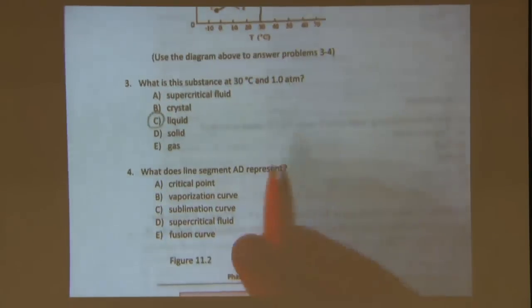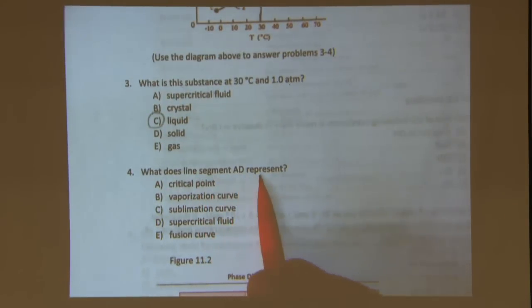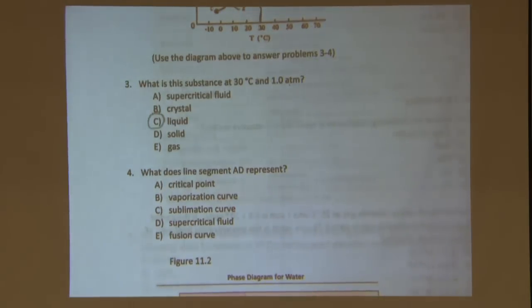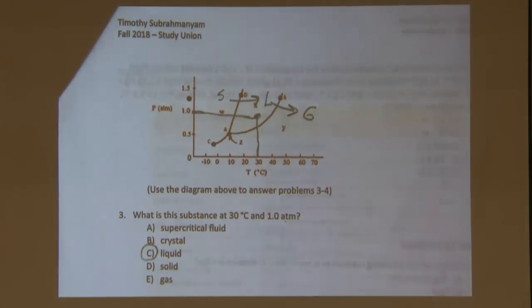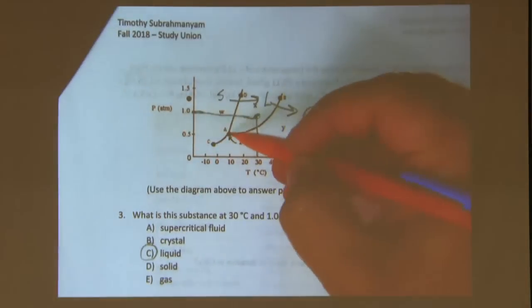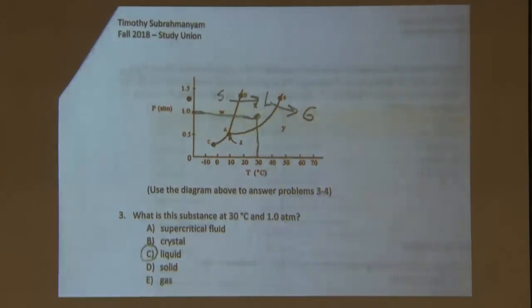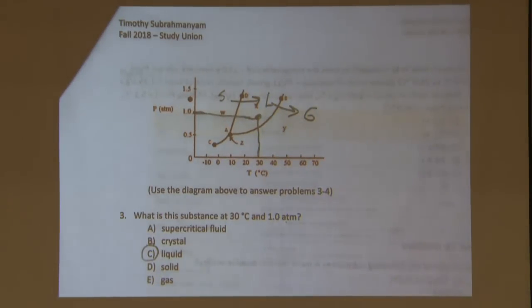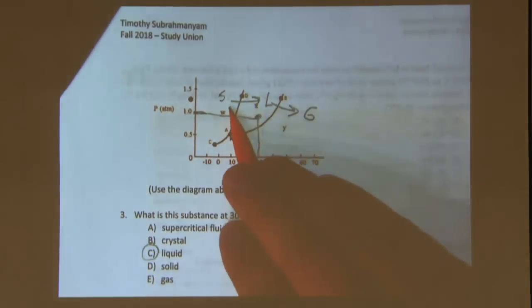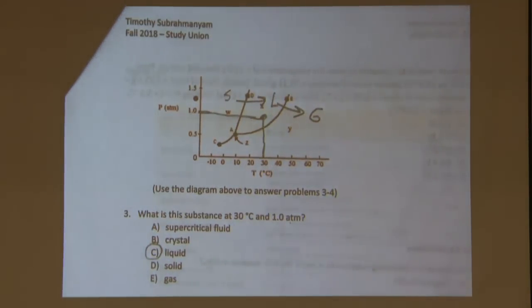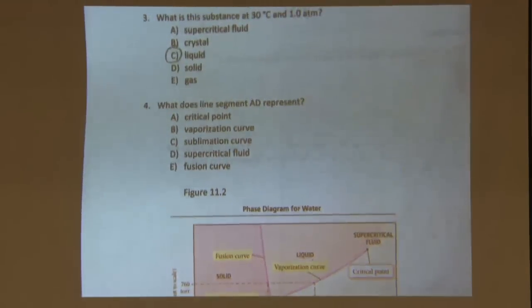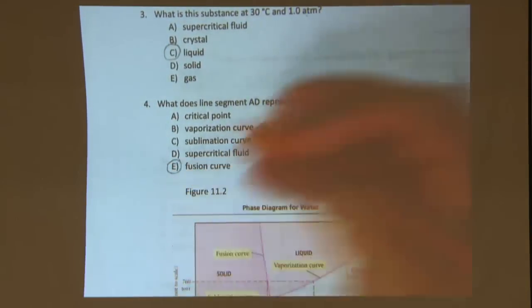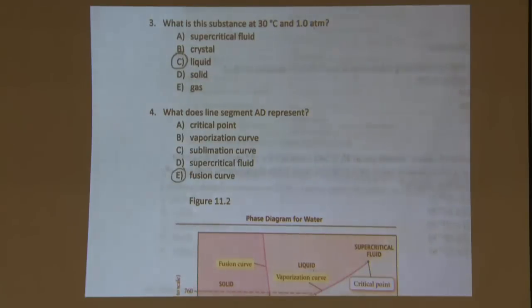The next question is, what does line segment AD represent? And so here I'm going to look back at the phase diagram, and I'm going to look for line segment AD. And that is right over here, A to D. What phase change is happening going across this line segment? I heard E, so I heard fusion. What's another name for fusion? Melting, that's one that we're probably more familiar with.